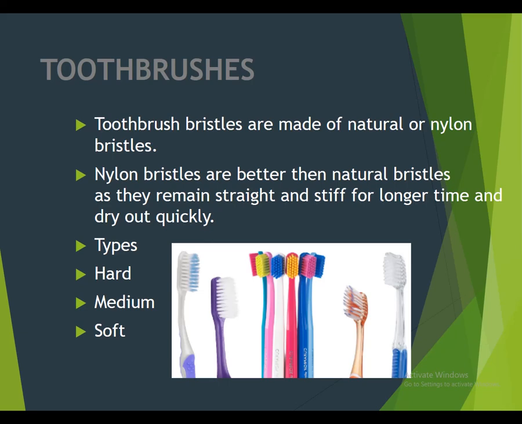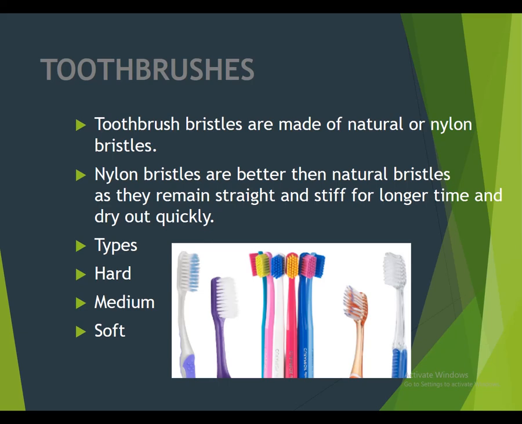If we talk about toothbrushes, toothbrushes have bristles which are made of natural or nylon. Nylon bristles are better than natural bristles as they remain straight and stiff for a longer time and dry out quickly. In the picture you can see different types of brushes. Some brushes have a smaller head size, and other brushes have a larger head size. Brushes with a smaller head size are easy to use.